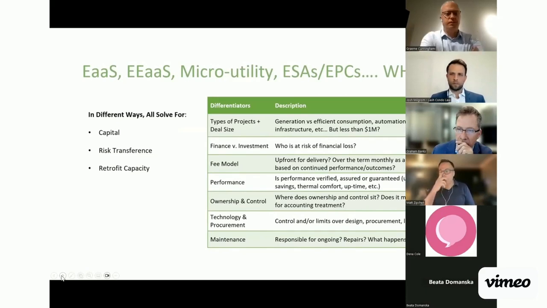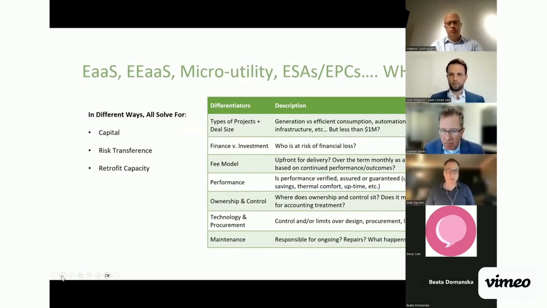This is probably the most important slide, and I can skip through the last two really quickly. But this slide is when you look at your different options: capital, risk transference, retrofit capacity. In the world where you're doing a simple one-measure retrofit, you can usually do it yourself and pay for it yourself. As things get more complicated, there's more risk and things get busy. You're doing large systems, integrated systems. This lends itself to more third-party solutions.